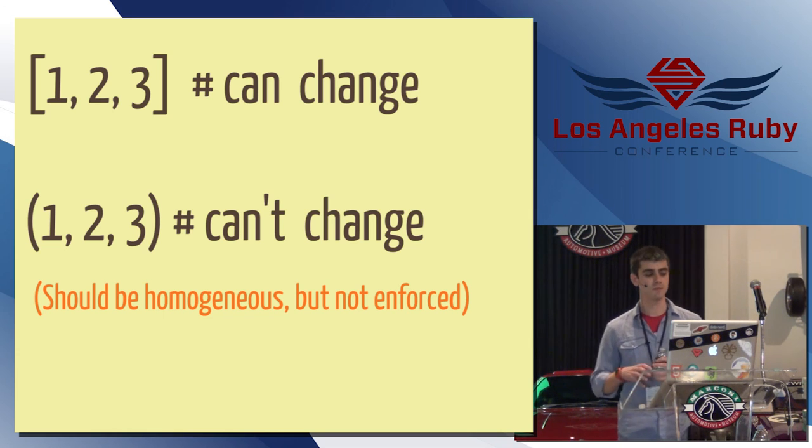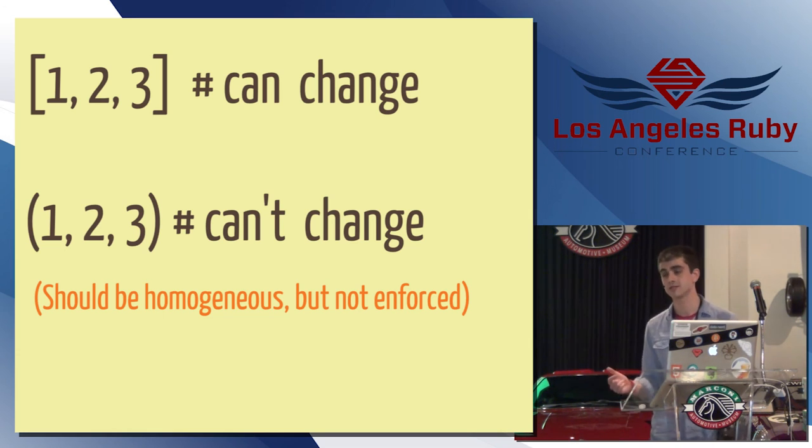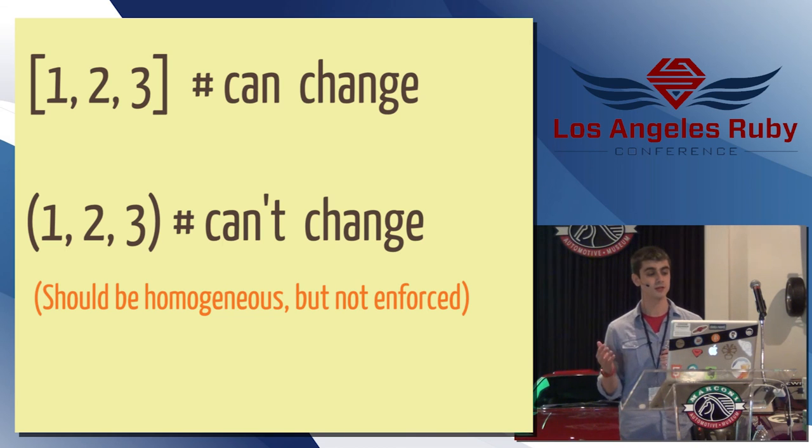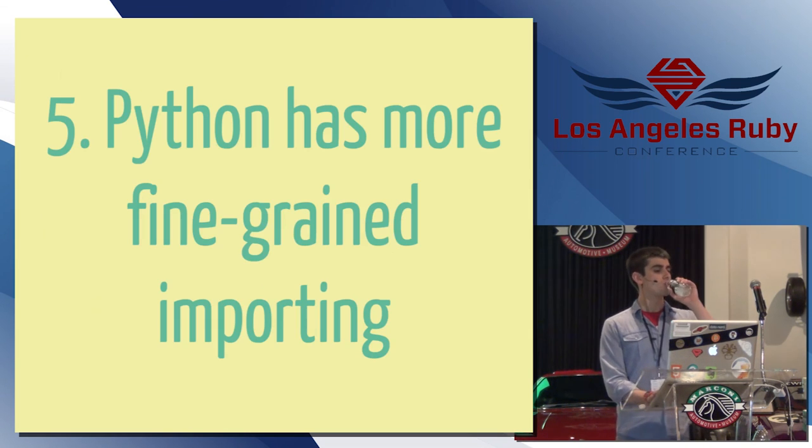A convention in Python is that tuples should be homogeneous. Each element should be the same type of object. But that isn't really enforced. You don't get an error. So it's kind of a non-issue.